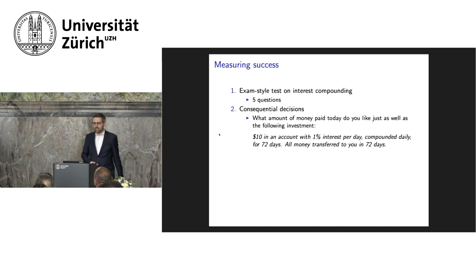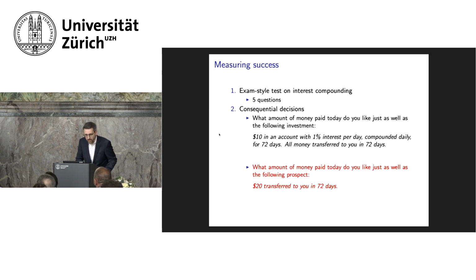Let me show you how we test that. These are the decisions that I've already shown you. We present people with that investment, and we ask for the amount of money received today that is as good as the investment. We also ask them a second question: what amount of money paid today is as good as $20 received in 72 days?